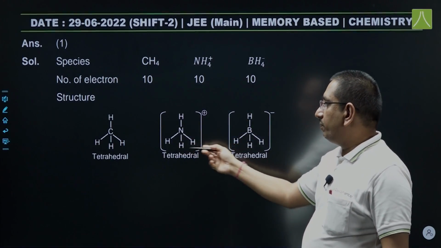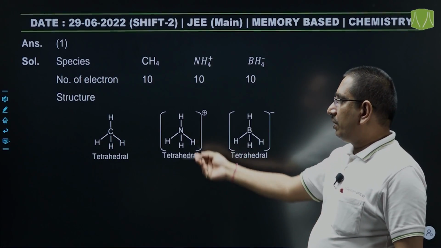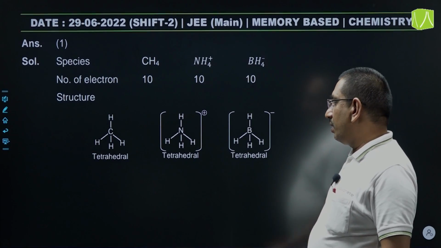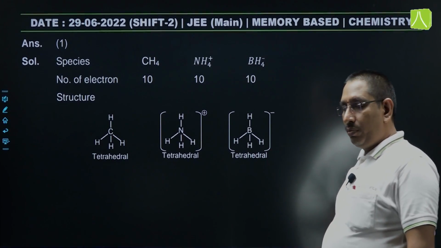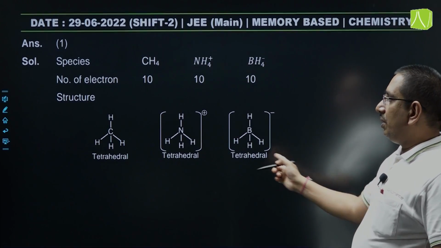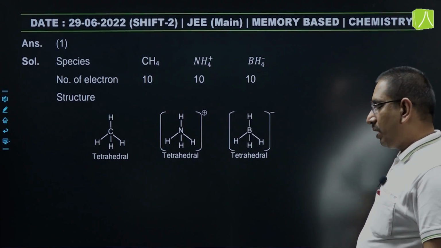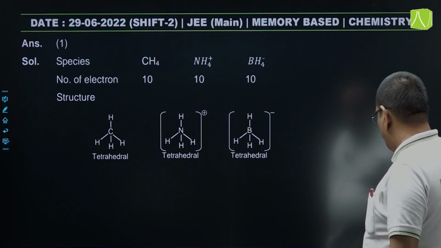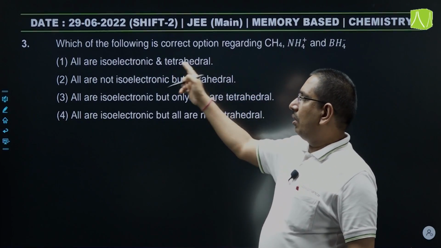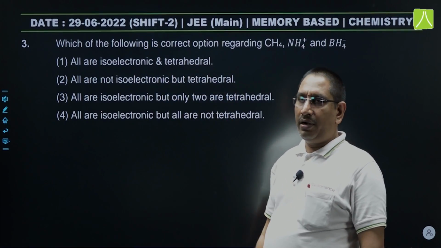And the shapes of these species, methane is having tetrahedral, ammonium ion is also having tetrahedral and BH4 minus is also having tetrahedral shape. So, these three are having the same number of electrons and the same shape, that is tetrahedral. So, all are isoelectronic and tetrahedral.